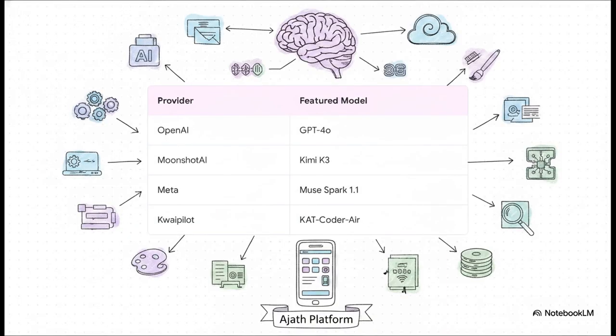What's truly fascinating to me is the diversity of the brainpower you get access to. Ajath pools together over 70 different AI providers. We're talking absolute heavyweights here. OpenAI's GPT-4o with its massive 88 billion tokens processed, Moonshot AI's Kimi K3, Meta's Mu Spark 1.1, and Quaypilot's CatCoder Air v2.5. Depending on what your app needs, whether it's super complex logic, stunning front-end design, or deep data processing, Ajath literally has the ultimate specialized AI model ready and waiting to handle it for you.